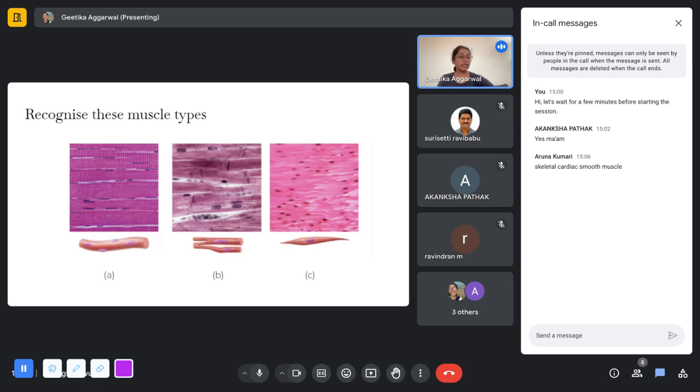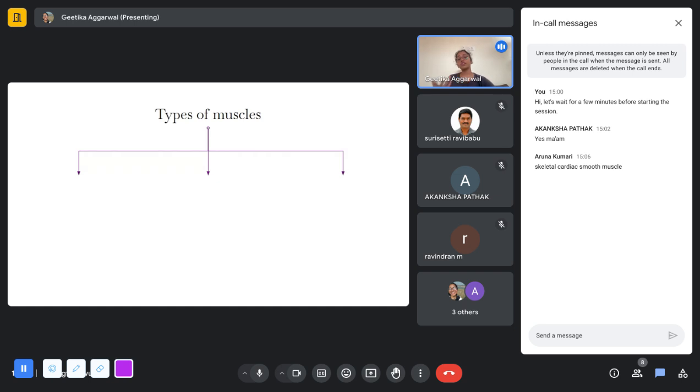The first one is the skeletal muscle, this one here. As you can see these striations very clearly, and you can see that it's a multinucleated muscle tissue. Second one is the cardiac muscle, and the last one, which is smooth without any striations, is the smooth muscle. Okay. So as we discussed, there are these three types of muscles: skeletal, cardiac, and smooth muscles.